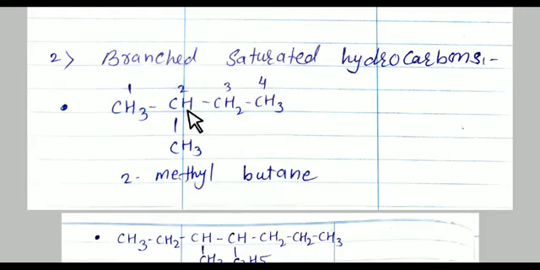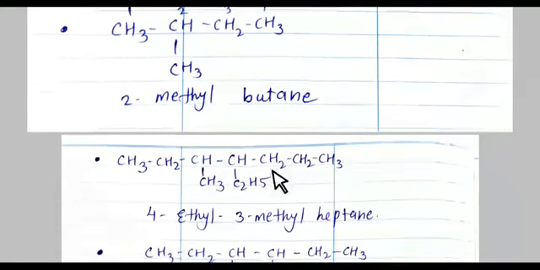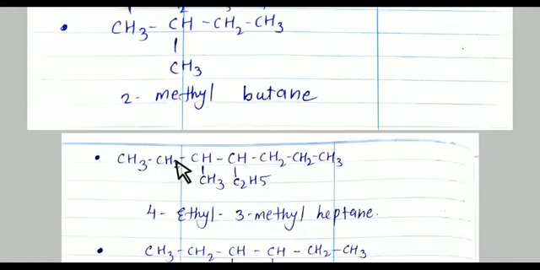2-methylbutane. The CH3 on the second carbon means 2-methyl, and 4 carbons in the chain means butane. Similarly, see here: CH3, CH2, CH, CH, CH2, CH2, CH3. You have to number it from the left side because the branch is nearer from the left side. 1, 2, 3: the third carbon contains a branch, and here 1, 2, 3, 4: the fourth carbon contains a branch.